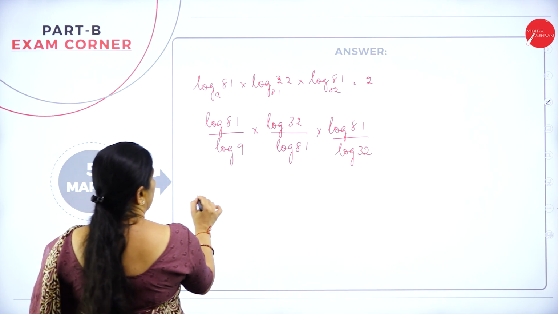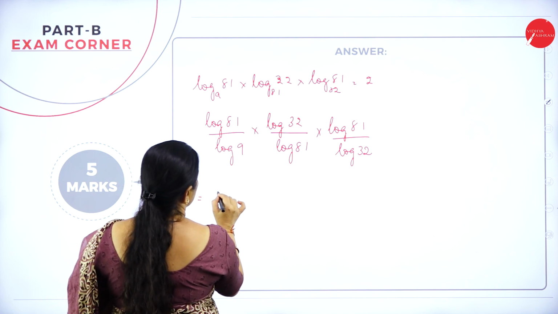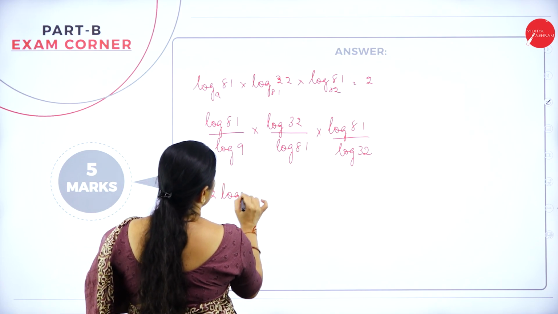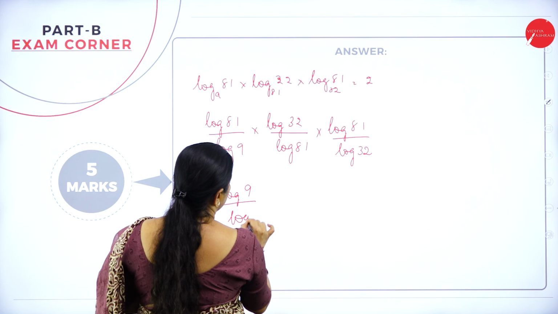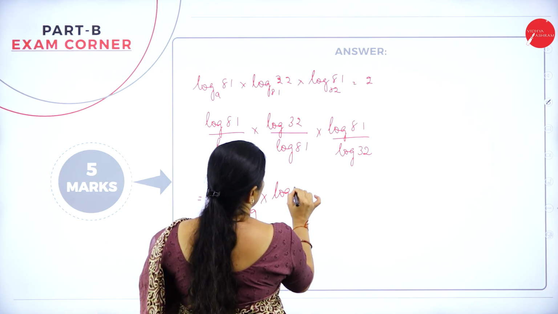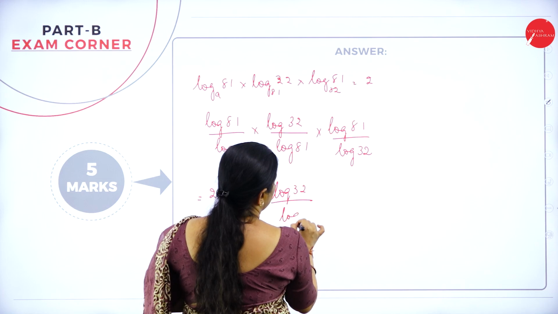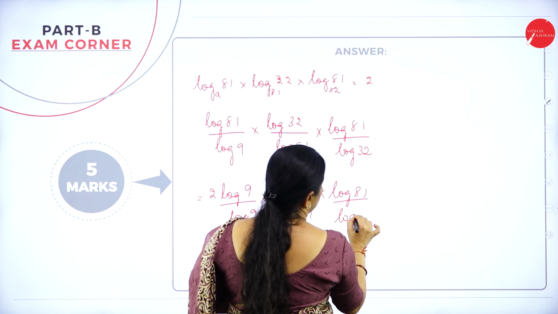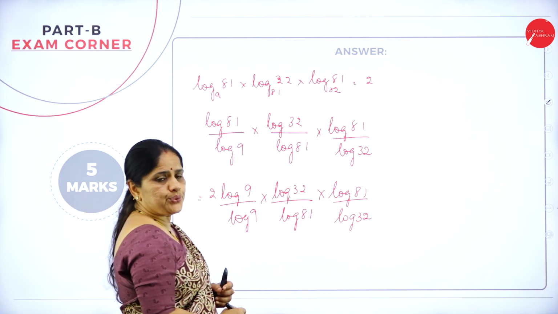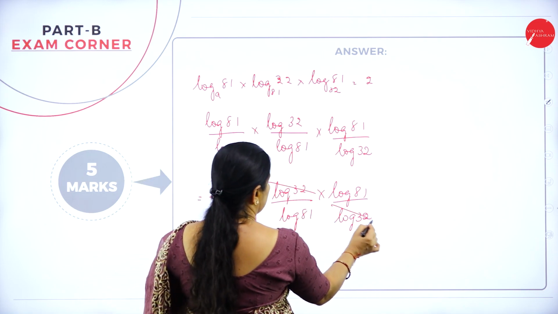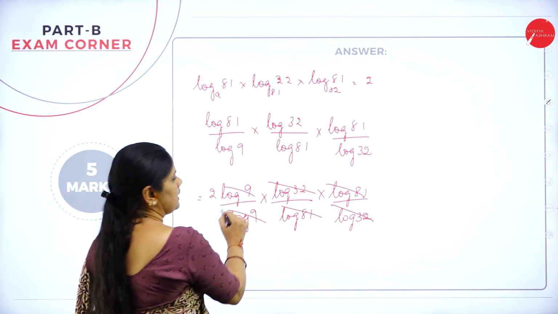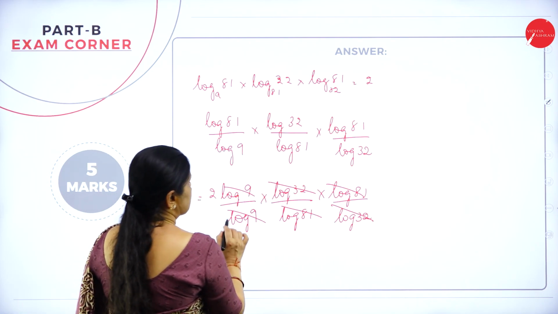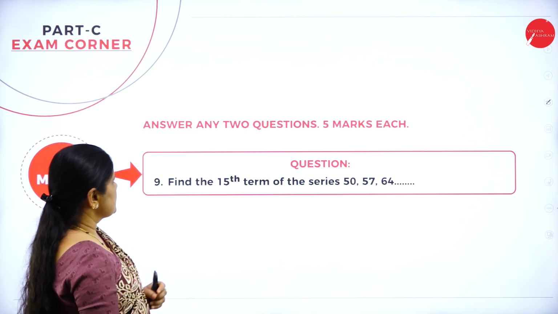So this 81 can be written as 9 square. So I write it as 2 log 9 by log 9, into log 32 by log 81, into log 81 by log 32. So you can delete all this. Log 9 gets cancelled. We are left with 2. 2 is the answer.